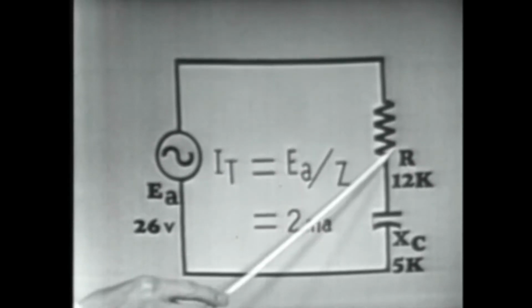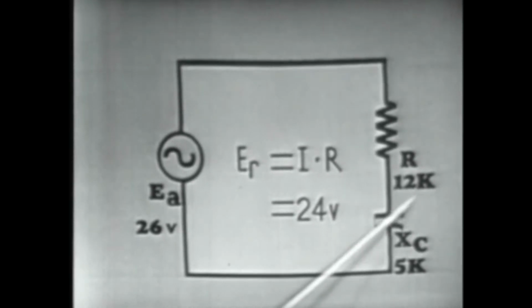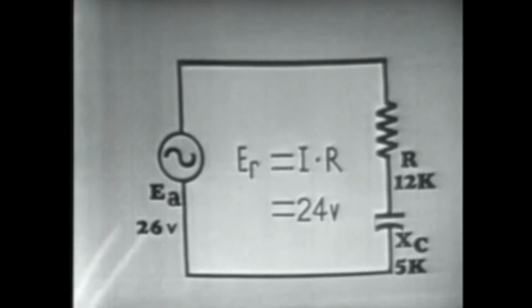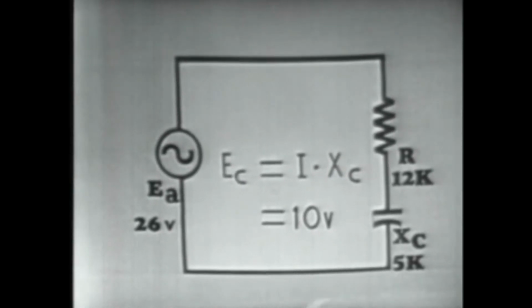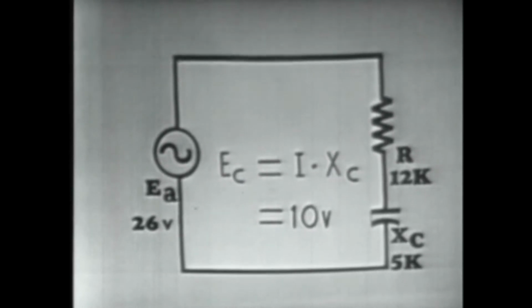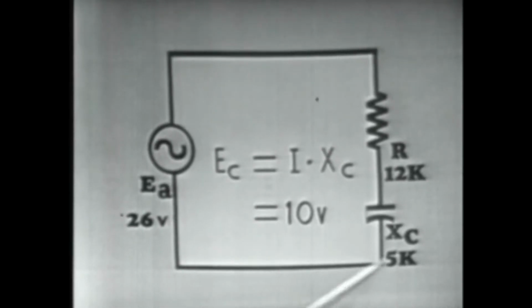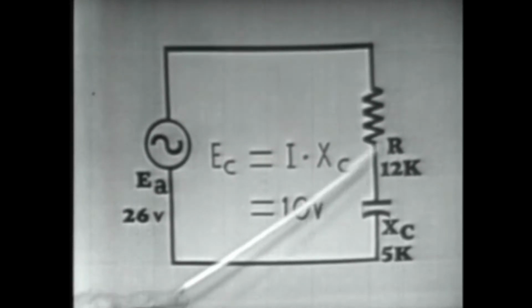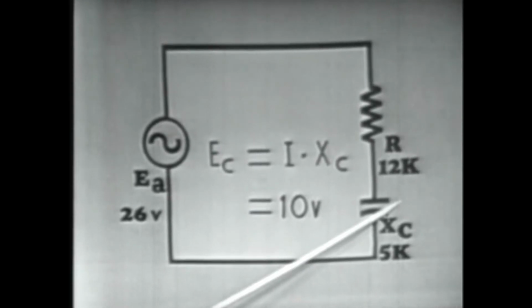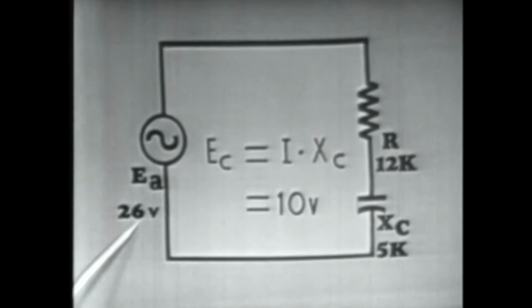This 2 milliamperes flowing in our circuit through a resistance of 12 k ohms would drop 24 volts across this resistor. The same 2 milliamperes flowing through our capacitor, having a capacitive reactance of 5 k ohms, would drop 10 volts, or 2 milliamperes times 5 k ohms would be equal to 10 volts. Now if we added these two voltages up, 24 plus 10 would be 34. Their arithmetic sum is greater than 26 volts.